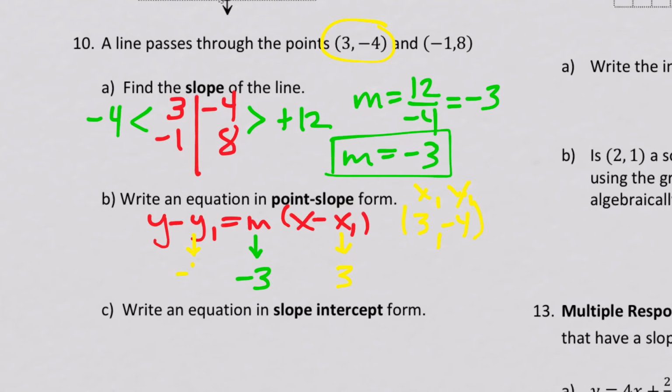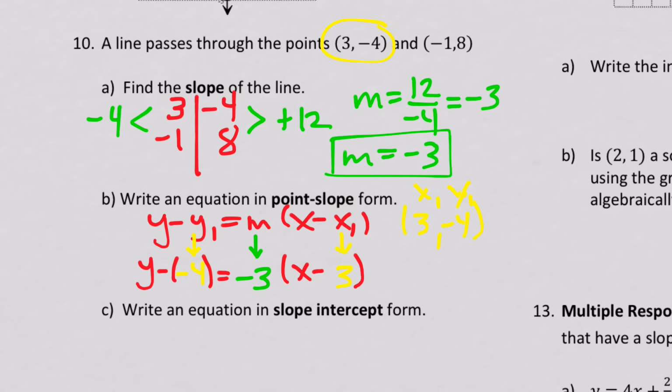This is negative 4. Now what's tricky with this form is you have to be careful with your minus signs, because this negative here is part of the formula. This negative 4 came from my actual coordinate. So I'm going to have the double negative here. So I'm going to have y minus negative 4 equals the slope, which is negative 3, times x minus 3.